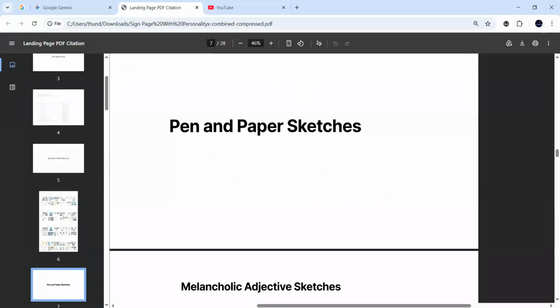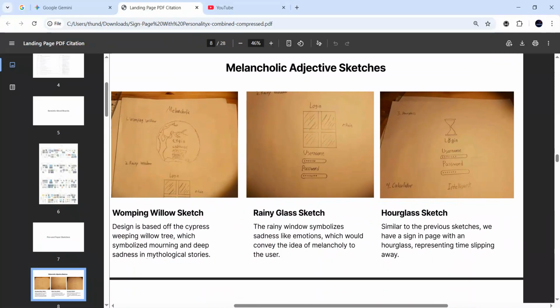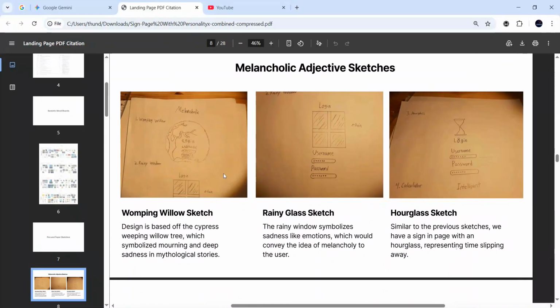Now we get into the pen and paper sketches. So for my first adjective, I decided to create a design based off the cypress willow tree, which symbolizes mourning and deep sadness in a lot of mythological stories.